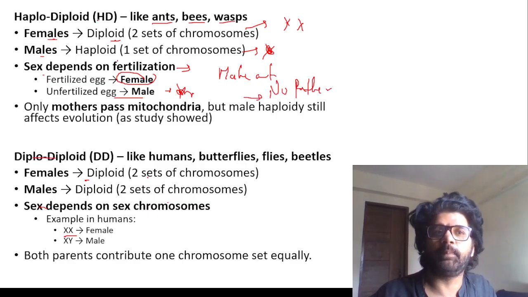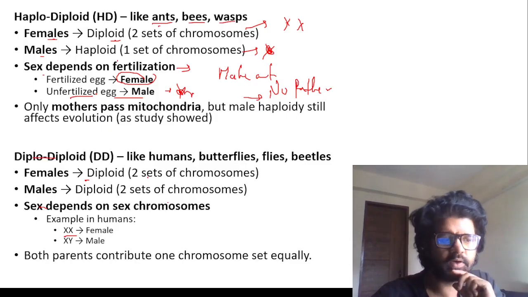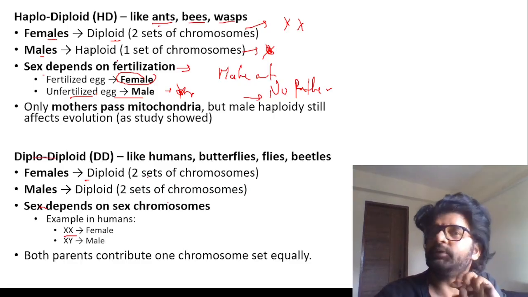In the haplodiploid system, ants, bees, and wasps, the male has no father. So it's all about fertilization. If an egg is fertilized, then it will be a female in the haplodiploid system. If it is not fertilized, then it is a male. Male ants, male bees, male wasps, they have no father.